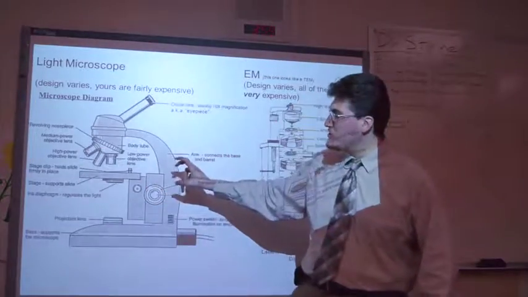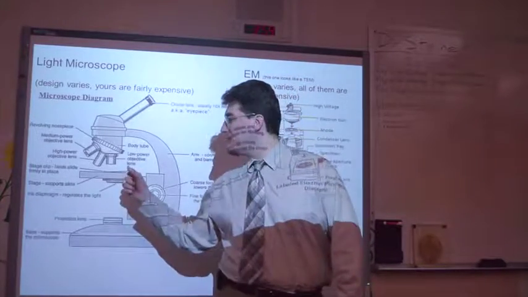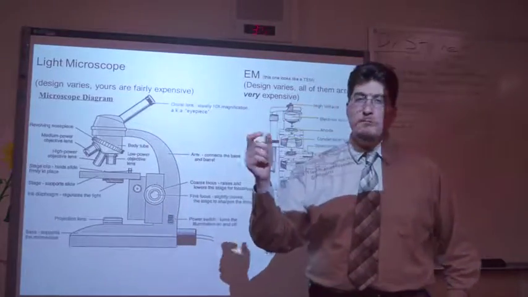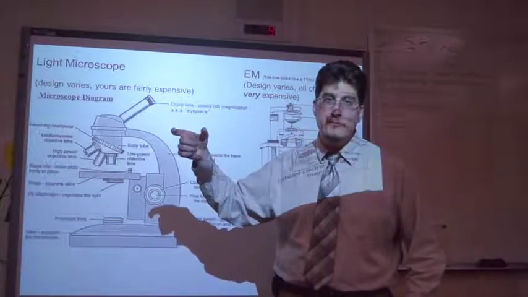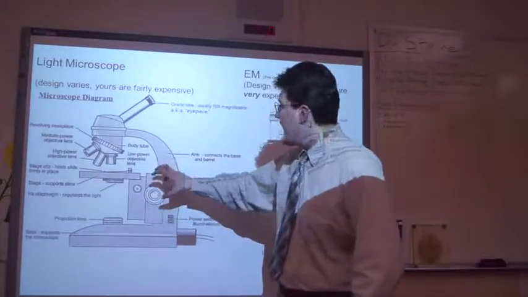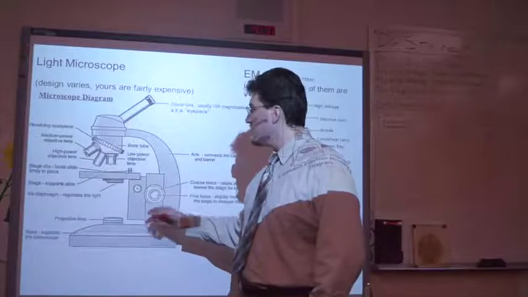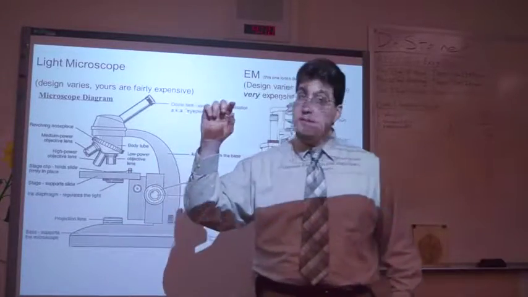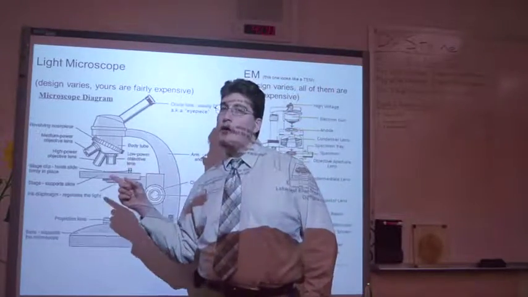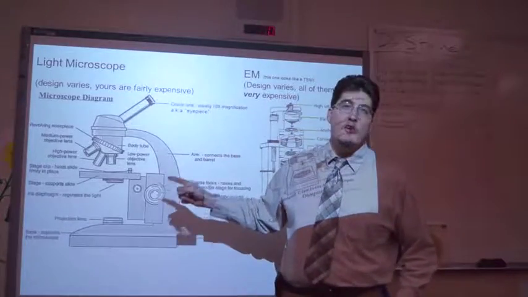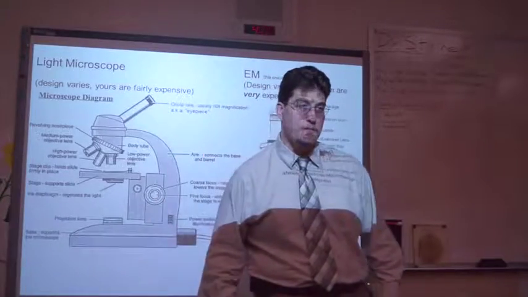You have a stage which supports your specimen. You have a mechanical stage clip. And you have actually a coaxial knob that moves that stage clip on an x-axis and a y-axis. And then you also have a coarse focus, which raises and lowers the stage a lot, and a fine focus, which raises and lowers the stage a very minuscule amount. If you are on anything other than scanning power, you never touch the coarse focus. The coarse focus is never ever touched unless you are on red scanning power.